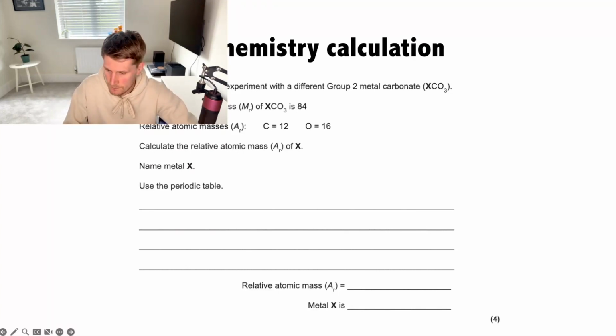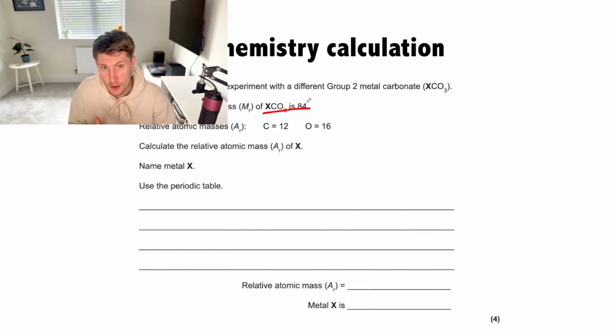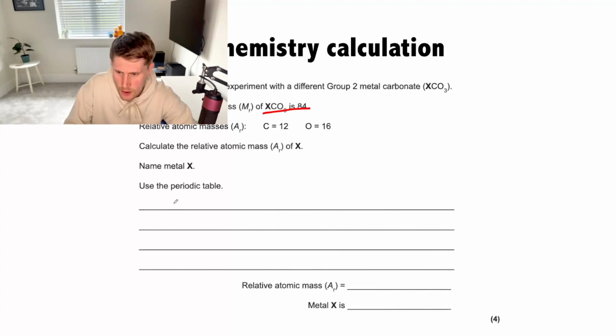Now to do that, let's choose the pen, I'll show you how to do this. First of all, we know that the whole thing is 84. That's the mass of everything. And we've also got the masses of carbon and oxygen. So if we take them away, we'll find out what X is. So that's the first thing to do. We know that XCO3 is 84, and that's the total.